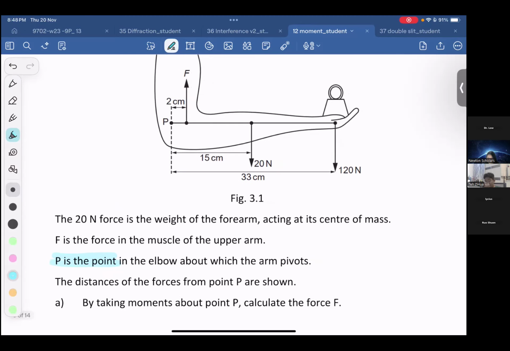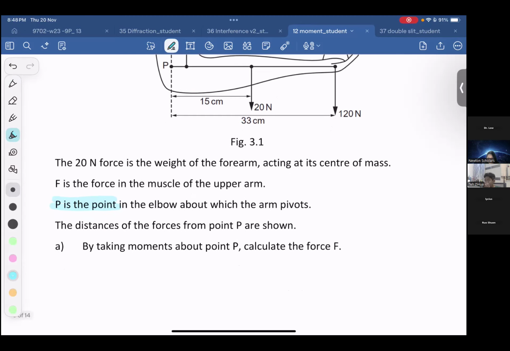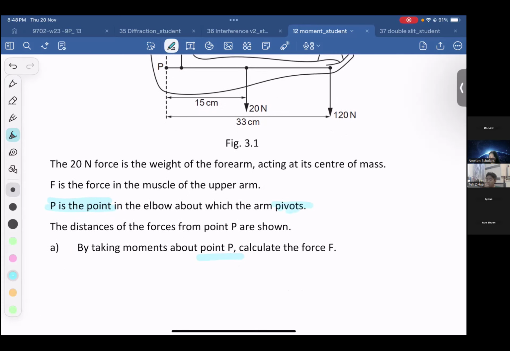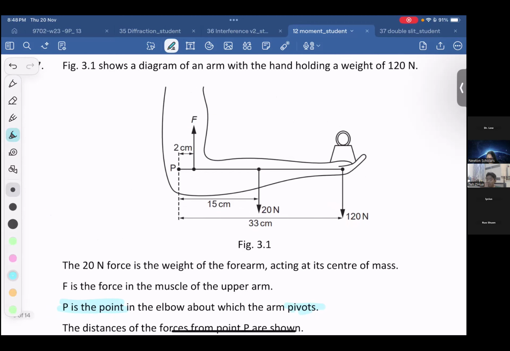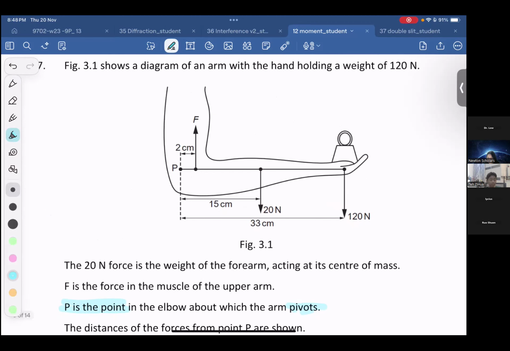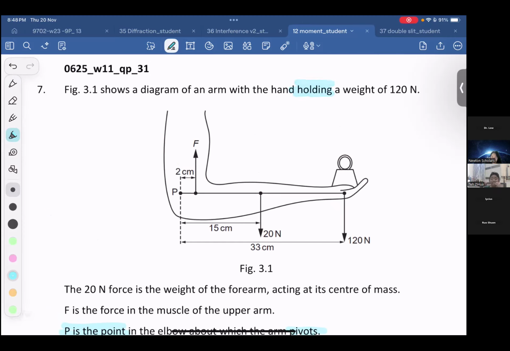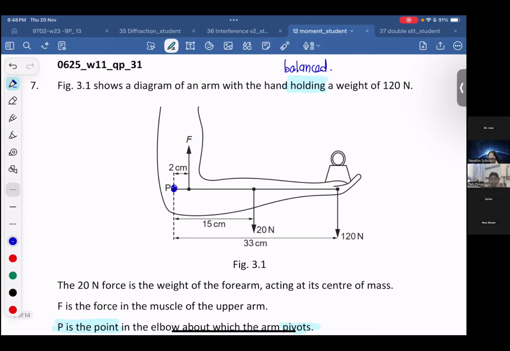The distances of the forces are all shown here. By taking moment about point P, that means point P is the pivot. Calculate the force F. Holding means it does not move, it's balanced. So first, this is the pivot. For the forces here, you have to determine whether F pointing upward, 20 Newton and 120 Newton are clockwise or anti-clockwise.